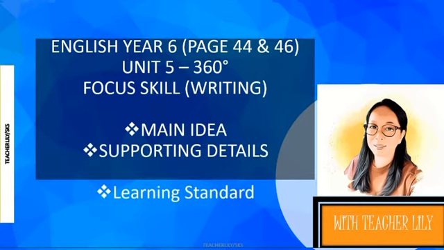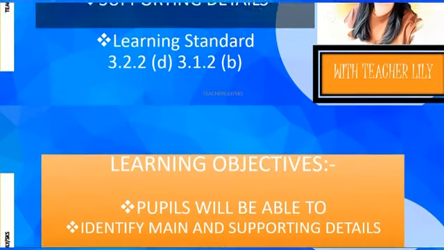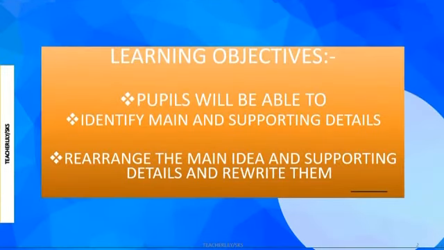The learning standards for this lesson are 3.2.2D and 3.1.2B. The learning objectives of this lesson are that pupils will be able to identify the main idea and supporting details, rearrange the main idea and supporting details, and rewrite them.